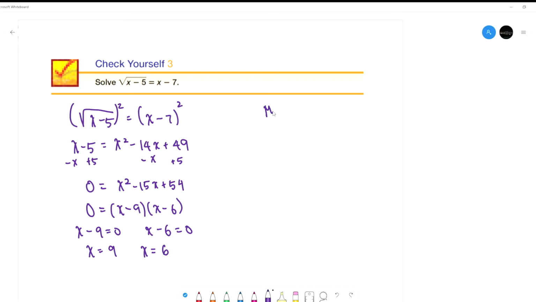And lastly, you must check solutions. You don't know how many people don't check at the end and get the problem wrong. So let's start off with the 9. We got the square root of 9 minus 5 is equal to 9 minus 7. So this is the square root of 4 is equal to 2, which is correct, right? 2 is equal to 2. So 9 is a solution.